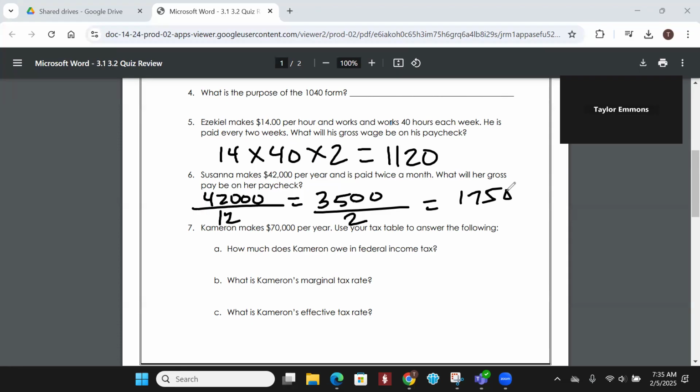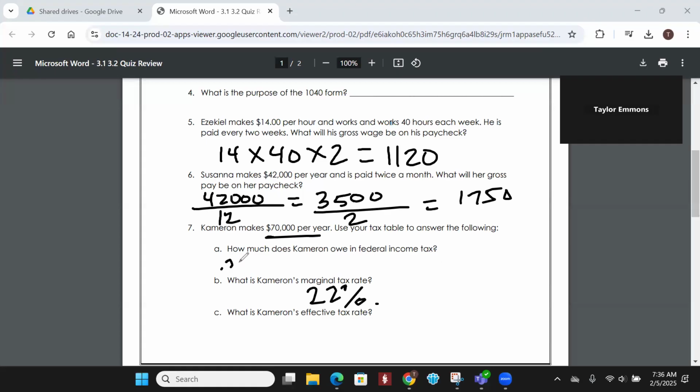Yep. Okay, Cameron makes $70,000 per year. Use the tax table to answer the following question. So how much does Cameron owe in federal income tax? First of all, which percentage does Cameron fall into? 22%. So that is our marginal tax rate. Okay, margin is in the margins, is on the side, 22%. Now we've got to figure out how much he owes. That's the little equation we did yesterday.